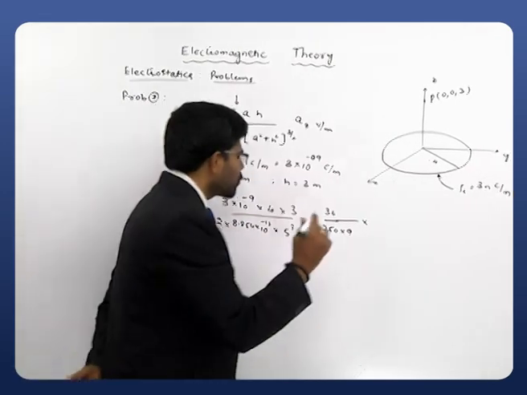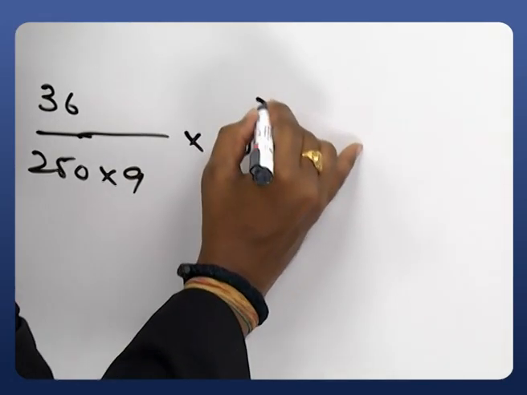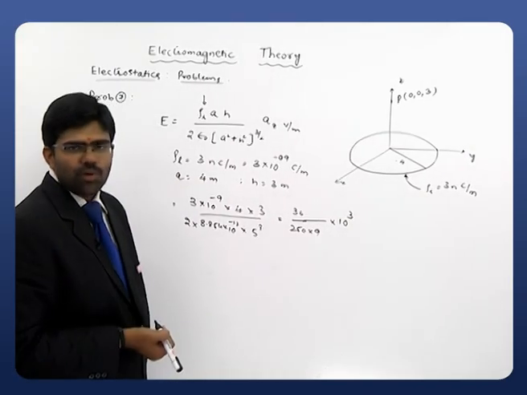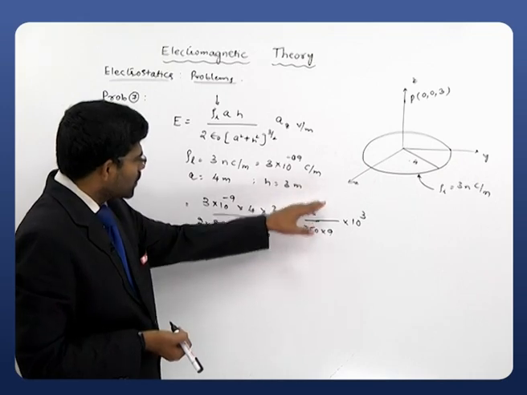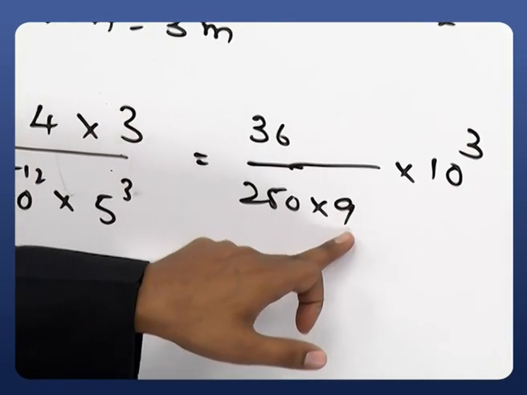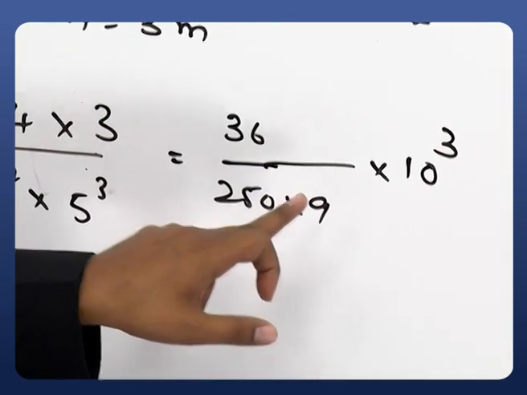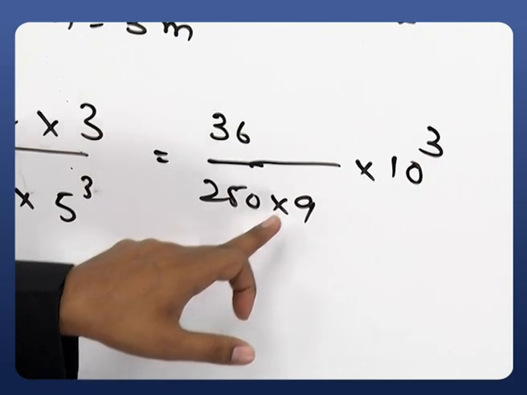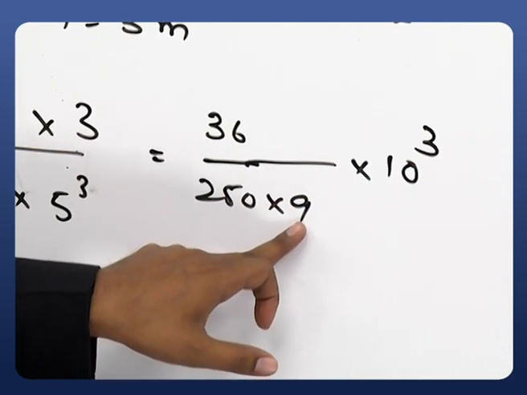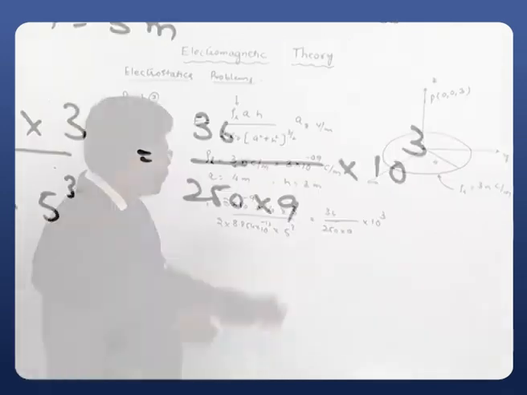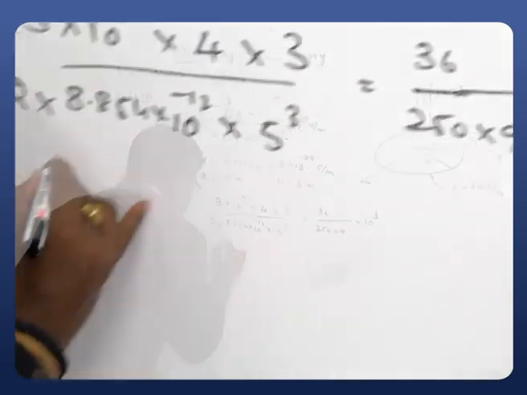So if it goes up, it becomes 10 power 3. That is what we get. So the approximate equation you can write here: 250 into 4 is 1000, 9 is 2000, it is 2250. So 36 divided by 2250, that is what we get here.